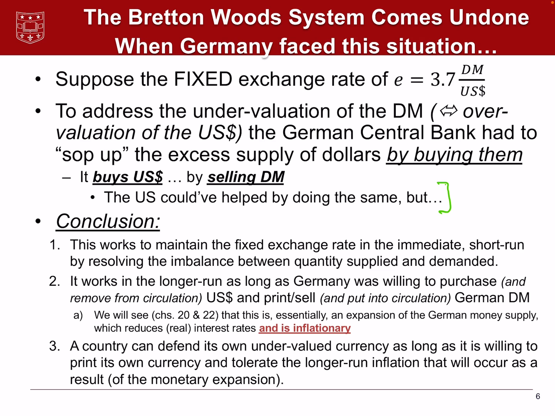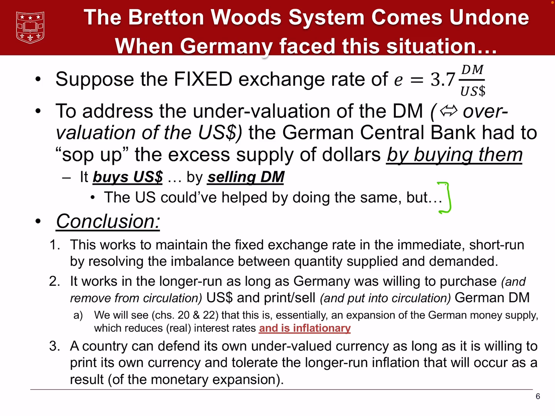So Germany eventually got to the point in the late 1960s and early part of the 1970s where it just said, no, we don't want to do this. The United States needs to do a little bit more to help with this system and solve this relative imbalance in the foreign exchange market. And then ultimately, that is what led to the collapse of the Bretton Woods system.